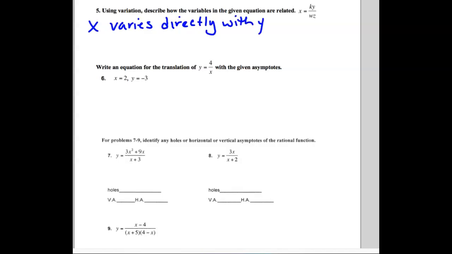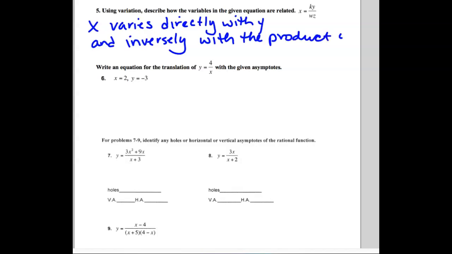And because the W and the Z are both in the denominator, we could say inversely with the product of W and Z. All right, so W and Z are getting multiplied, but they're both in the denominator, so it's an inverse variation.